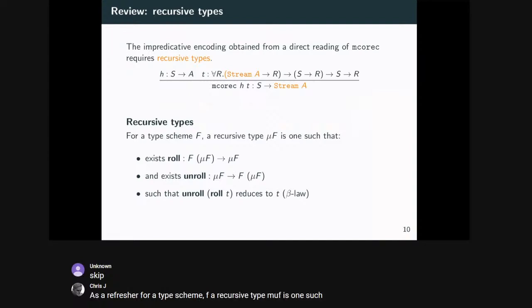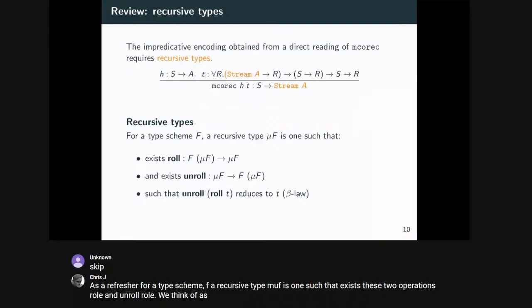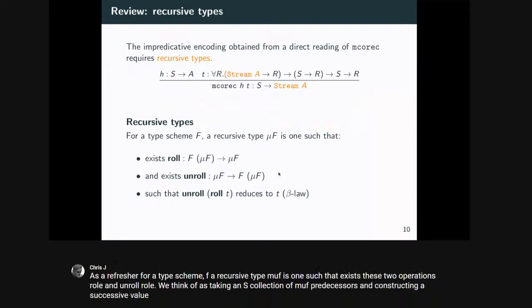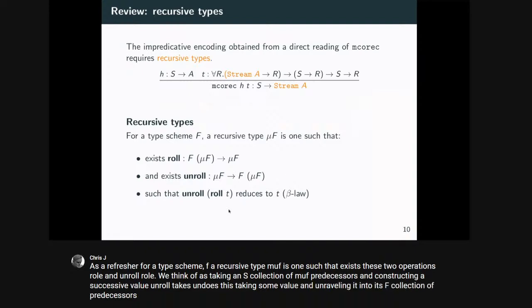As a refresher, for a type scheme F, a recursive type μF is one such that there exist these two operations, roll and unroll. Roll we think of as taking an F collection of μF predecessors and constructing a successor value. Unroll undoes this, taking some value and unraveling it into its F collection of predecessors. And indeed, by undoes this specifically, we must have the following computation rule, that unroll of roll of T should reduce to T. This is also called the beta law for recursive types.